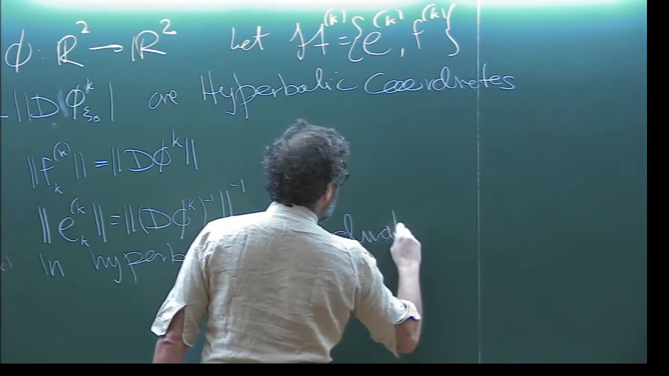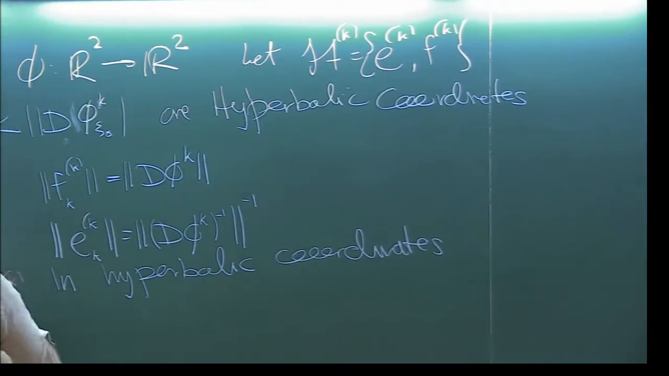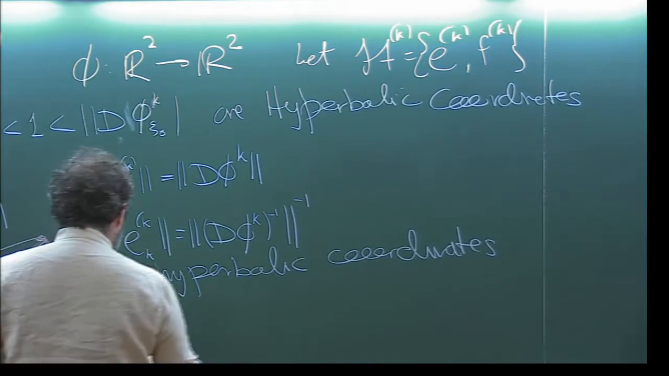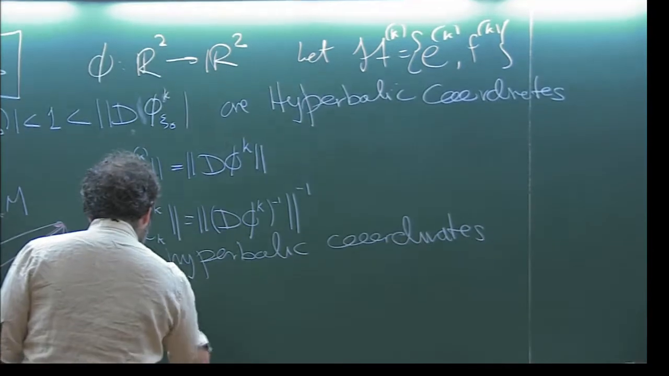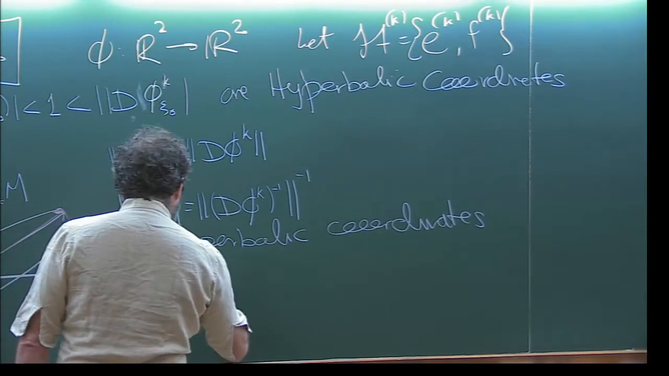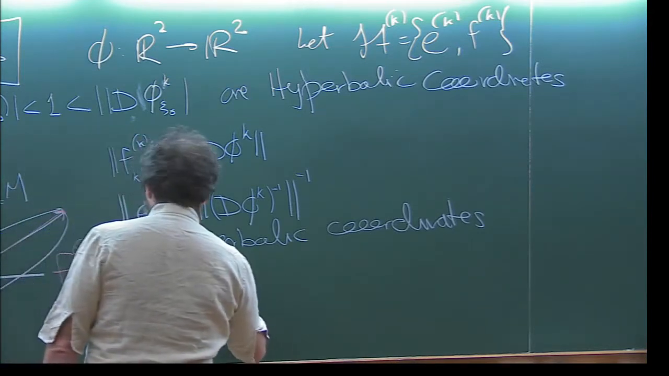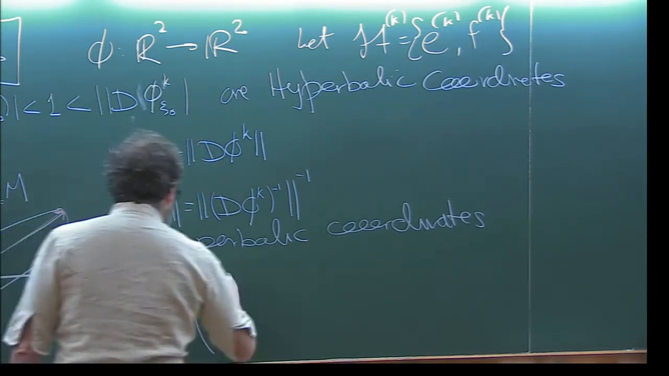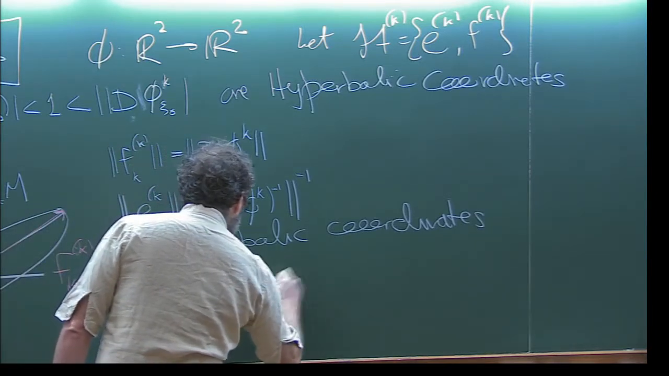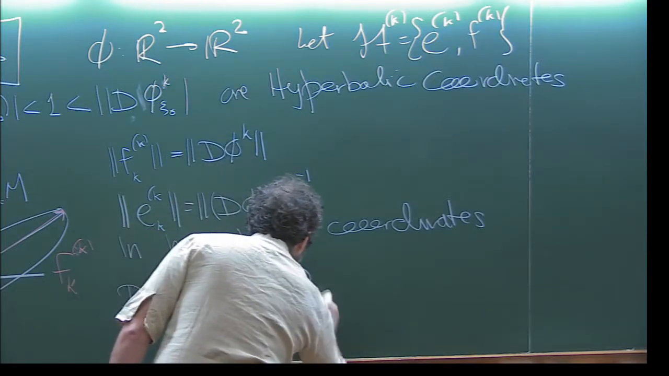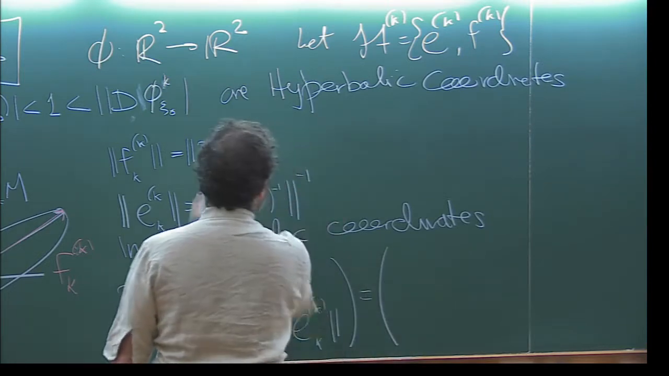so I'm using a little bit of abuse of notation here. Here I'm thinking of these hyperbolic coordinates in the domain and their images in the range. But in these hyperbolic coordinates, we can actually write this derivative in a very simple way. D phi k is just simply a diagonal matrix, where the entry here in FKK is going to be the norm of FKK.